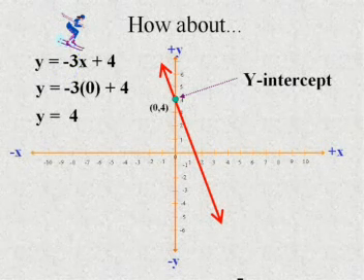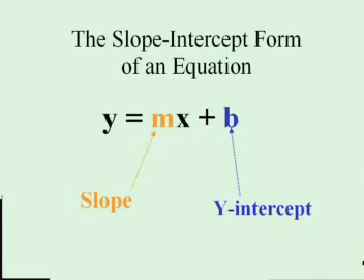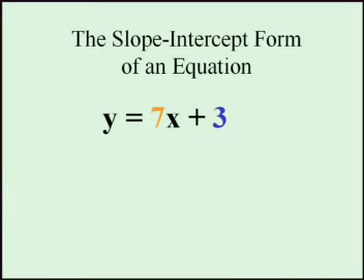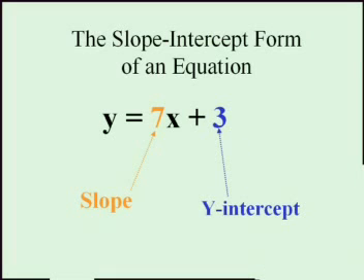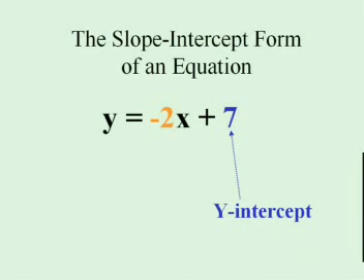So in summary, if we solve an equation for y, it is in what's called slope-intercept form. It makes sense, doesn't it? Where the number in front of x is always the slope, and the other number is always the y-intercept. For instance, in this equation, now that I've solved for y, the slope is 7, and the y-intercept is 3. Just that easy. In this equation, the y-intercept is 7, and the slope is minus 2.